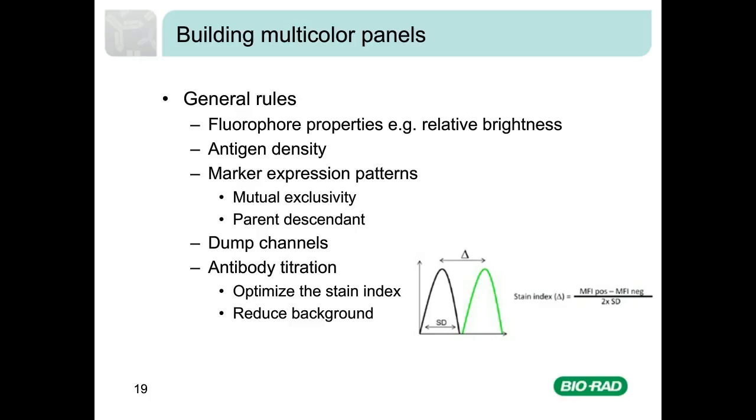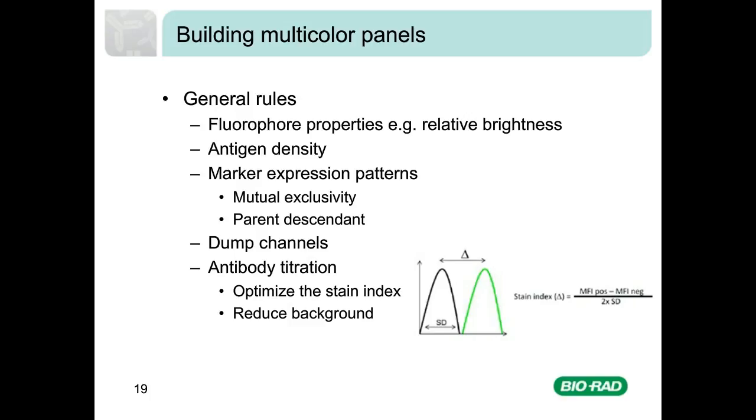A dump channel, where several populations are stained with antibodies, just with one fluorophore, can also remove unwanted background staining, helping clean up the analysis. Finally, titration of antibodies will optimize the positive signal over the background and reduce the background staining, whilst potentially reducing the amount of antibody required, saving you money.